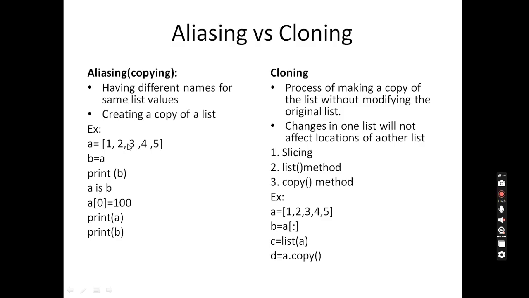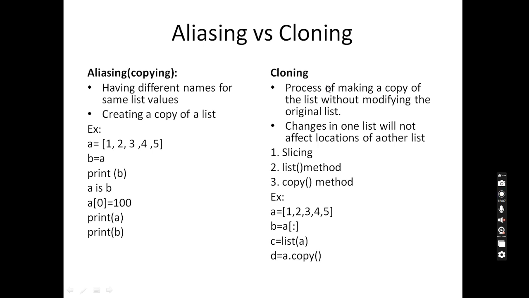That is, only one list is available with two different names, a and b. If I update anything here, for example a of 0 equal to 100, at the 0th position instead of 1 I get 100 here. If I print a and b, both will have the same list, 100, 2, and so on. If I change anything in a, it will also reflect in b, since there is only one list represented with two different names. So any change in one list will affect the other list in aliasing here.